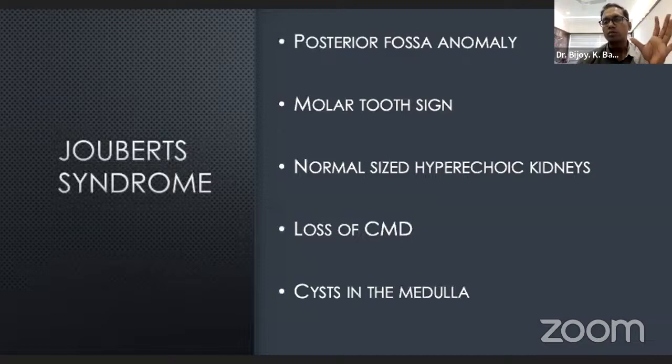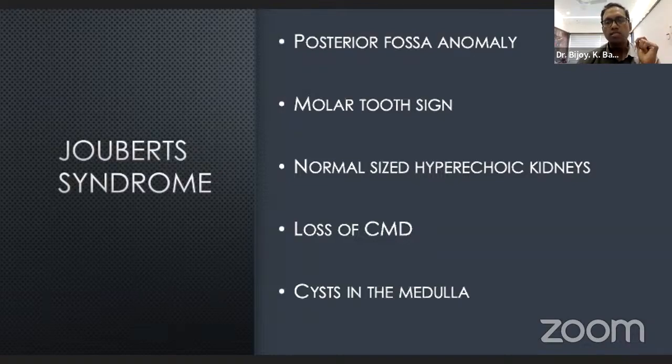Joubert syndrome is easy to diagnose because you have a classic posterior fossa anomaly, and because you see such a gross abnormality in the posterior fossa, which is basically an abnormal communication between the cisterna magna and the fourth ventricle, with a cleft that drives itself into the gap between the cerebral peduncles, giving you the classical molar tooth sign. We sometimes forget to look at the kidneys.